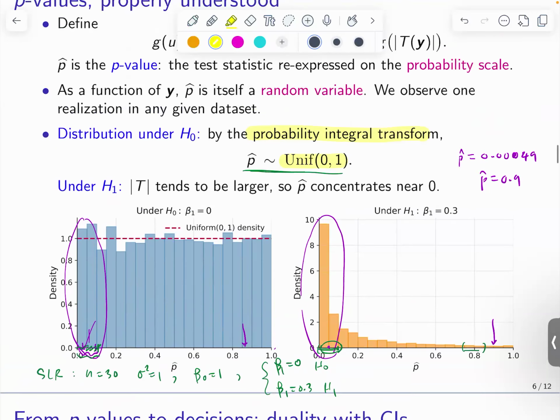exactly what we are doing is a hypothesis testing. So we are testing whether beta 1 is equal to 0 versus beta 1 is equal to 0.3. And this would give me two different distributions; if I just had one value, I get one distribution. It's a hypothesis testing, so I get two different distributions.